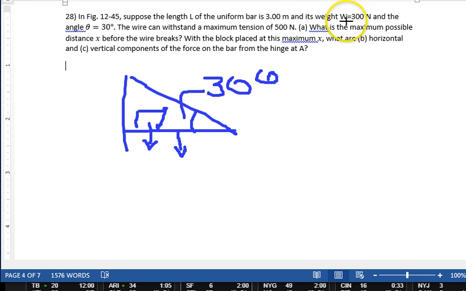Weight of the beam is 300 newtons. The wire can withstand a maximum tension of 500 newtons. And so the question is, what is the maximum distance x before the wire breaks? Bar is 3 meters, weight 300 newtons. Okay, 3 meters, 500 newtons.